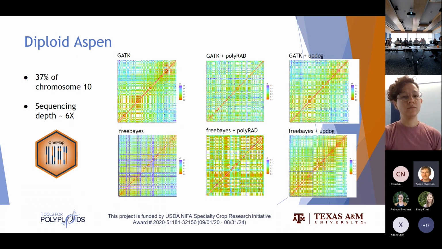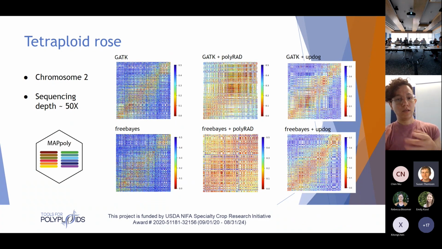And we ran with different data sets, and for different data sets we have different results. So I cannot tell you, okay, run GATK, that's the best for you, or run freebayes plus updog, that's the best. Each data set is different. This is still diploids, this is the Aspen data set, and this is for the tetraploid roses.